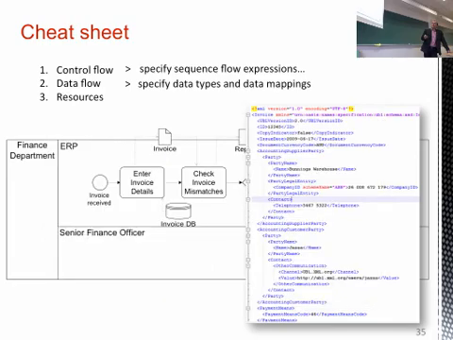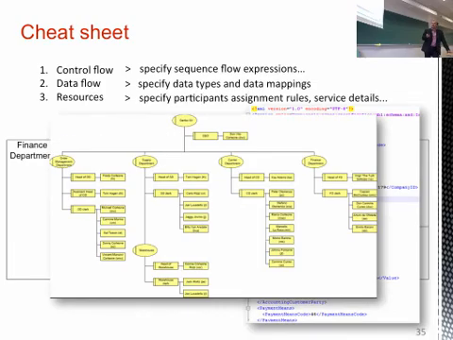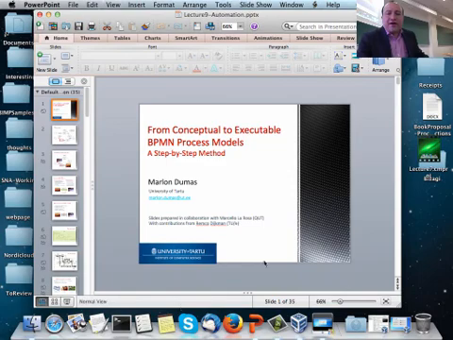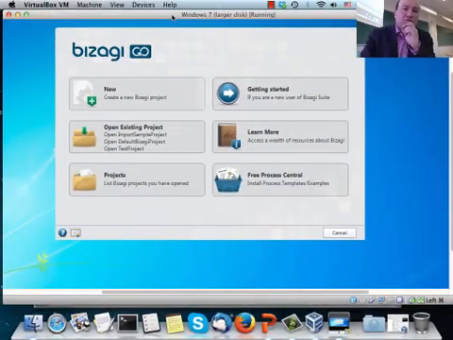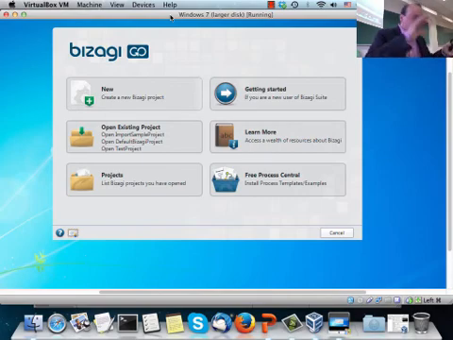Then for every task, you have to specify who is going to perform this task. How is the task going to be allocated to a performer? And if it is an automated task where you send a message or receive a message, or a service task where you send a message and expect a response, you need to specify where the service is located, how to access it, and what is the expected input and output of the service, and how you are going to map the data in your process into those required inputs and outputs. And most systems will provide you a way to guide you through this cheat sheet.